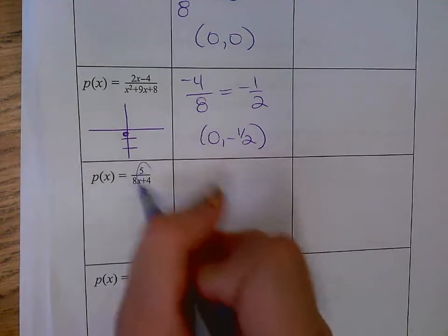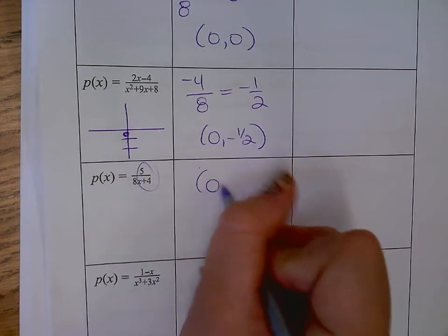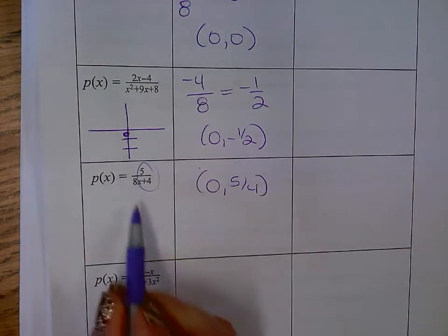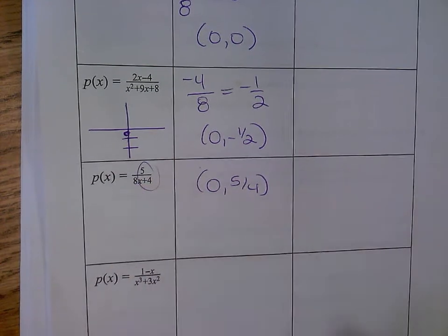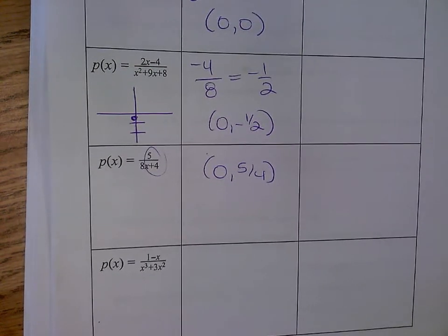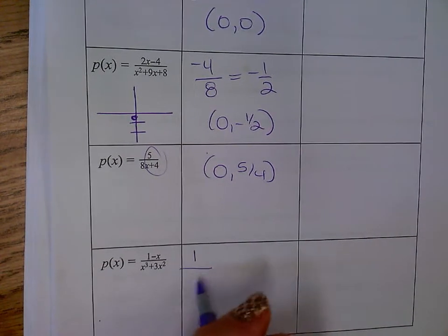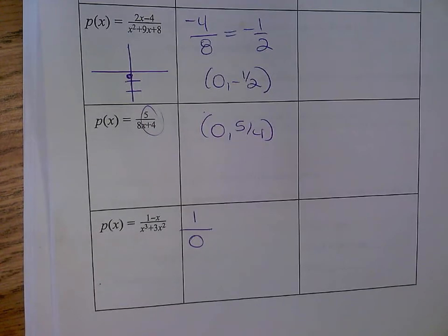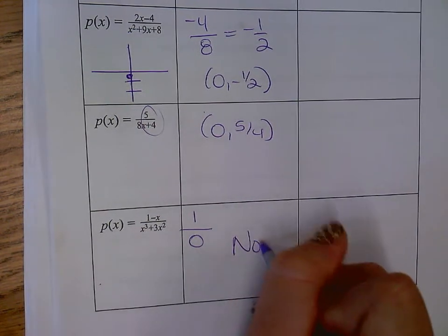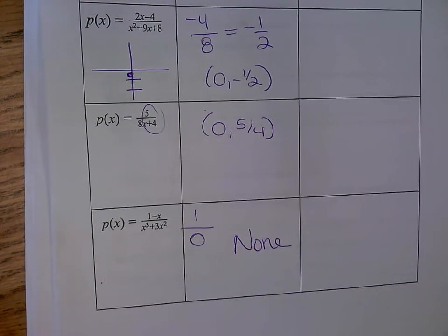This would just become 5/4, right? So 0, 5/4, because this 8x goes away. And then what happens on the last one? I get 1 in the numerator. I get 0 in the denominator, which I'm not allowed to do. So there is none. There'd be no y-intercept, and a graph might never cross the y-axis.